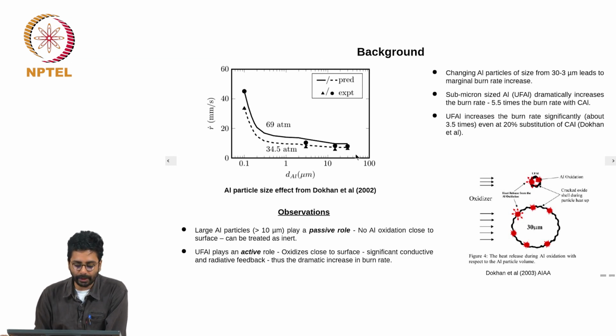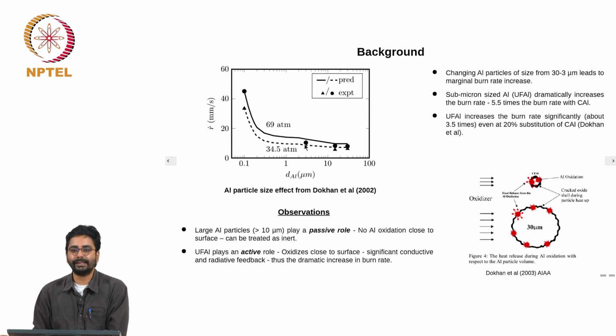So the 30 micron and 15 micron are typically the sizes that are used in practice. 3 micron can be considered an intermediate size, and 0.1 micron belongs to the class of ultra fine or nano aluminum. What is observed here is that at pressures of both 34.5 atmospheres and 69 atmospheres, changing from 30 micron to 15 micron has no effect on the burn rate. The burn rate remains roughly the same.